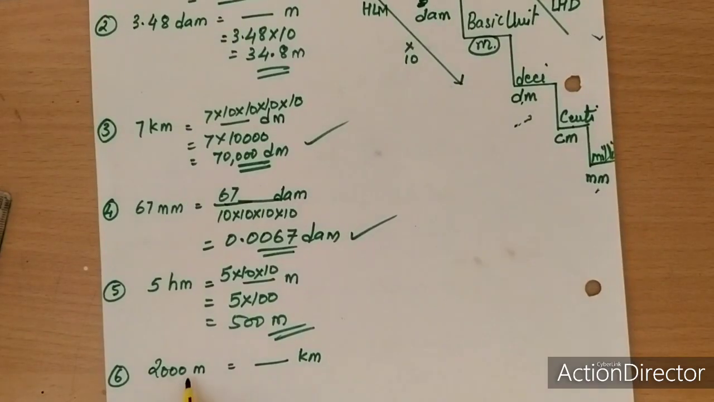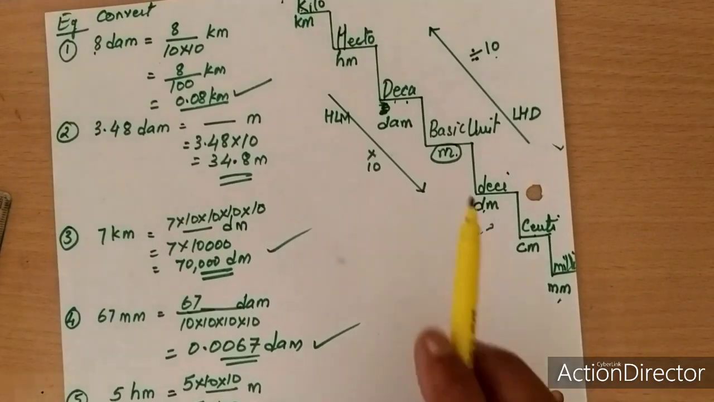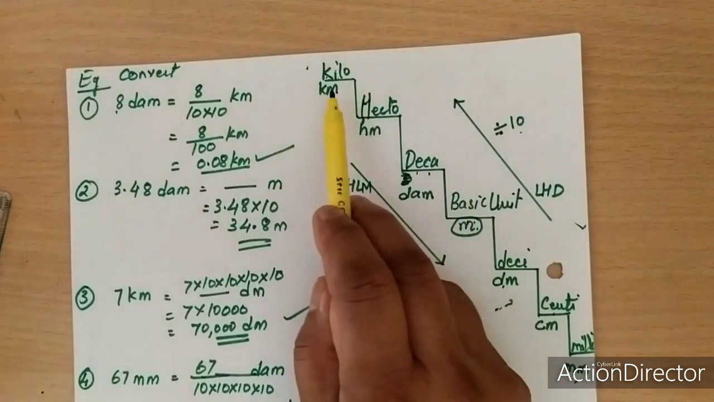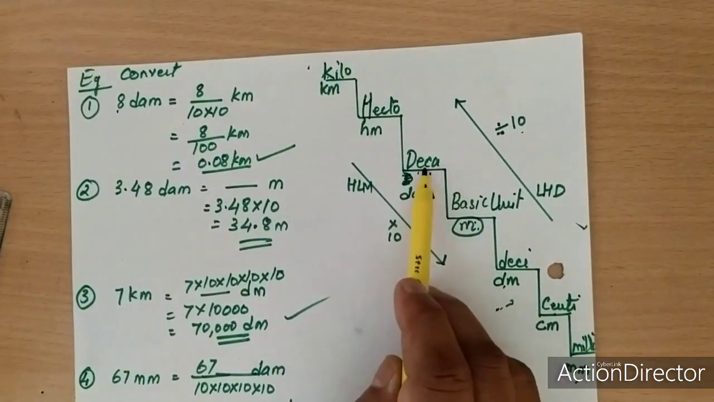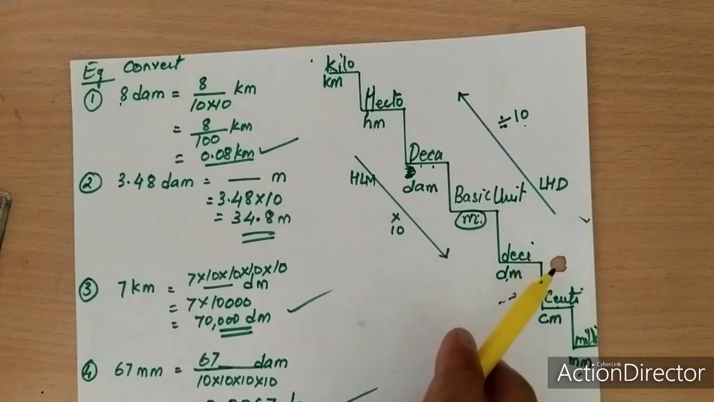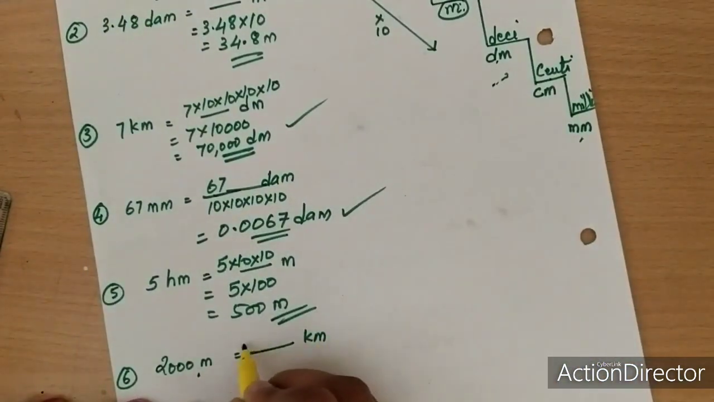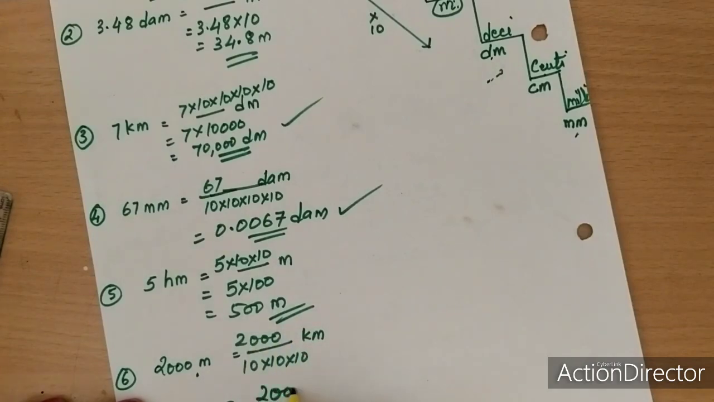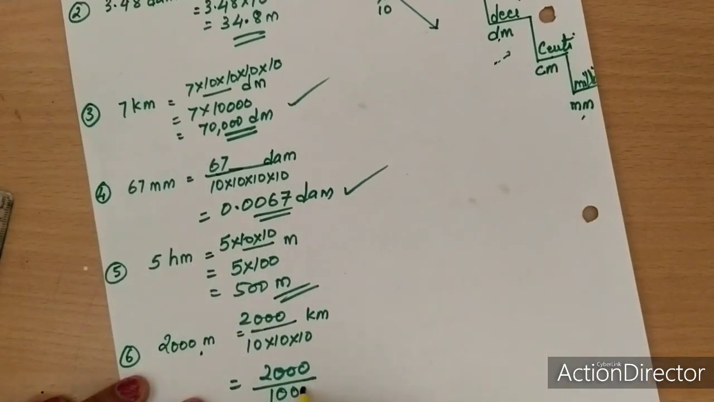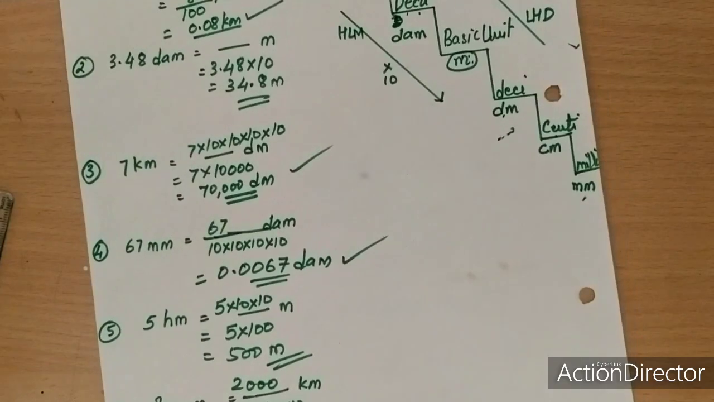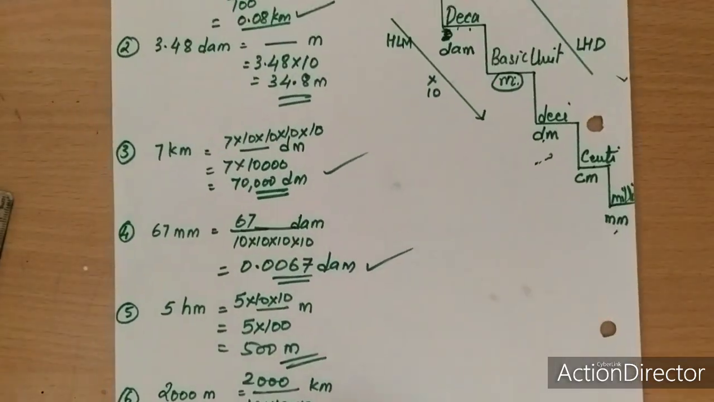Similarly, last one, 2000 meter to kilometer. Now meter is here, and for going to kilometer you need to cover 3 steps up. Okay, so lower to higher, divide by 10 each step. So you need to write 2000 and 3 times 10 in the denominator. Now when you write 2000 divided by 1000, these 3 zeros will cancel. That is equal to 2 kilometer. In this way, you convert every unit.